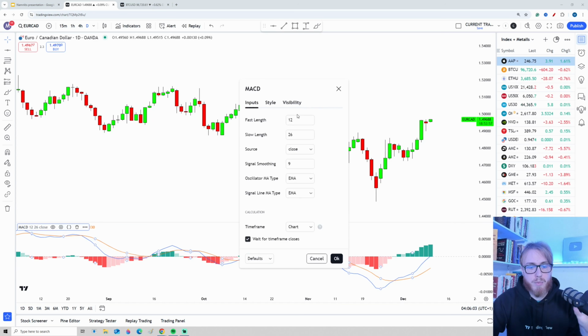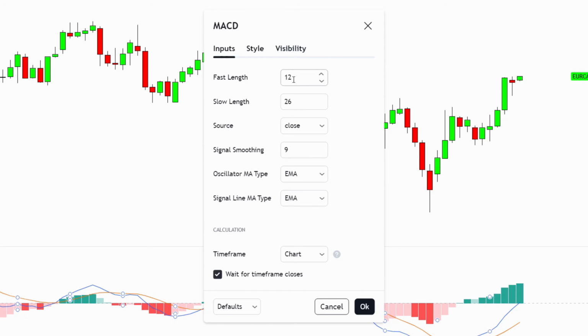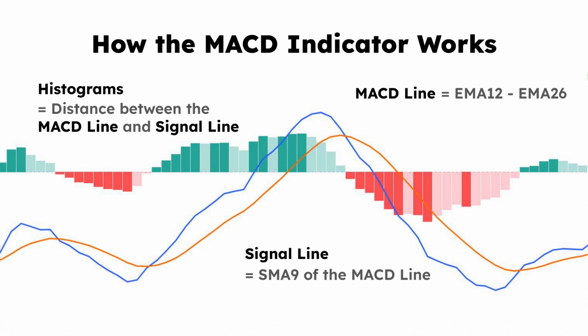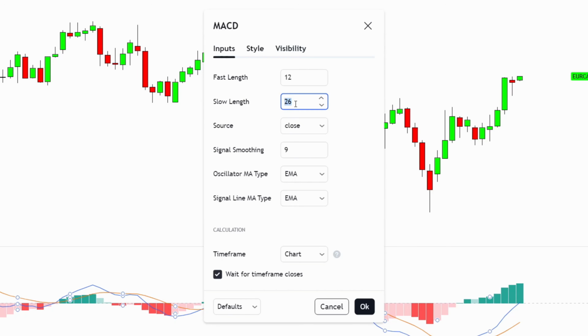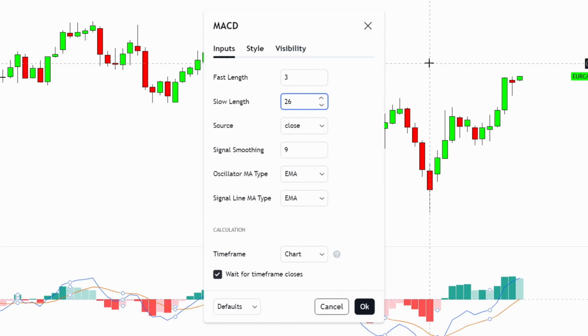Alright guys, so now we need to change quite a few settings, so make sure to really pay attention. First of all, we have the fast length with the standard setting of 12, and we have the slow length with a standard setting of 26. And the MACD uses the fast and slow length to create the MACD line. Or in other words, to be more precise, it takes the fast length minus the slow length. So the normal is 12 minus 26. But for this, we want to change the fast length to 3 and the slow length to 10.